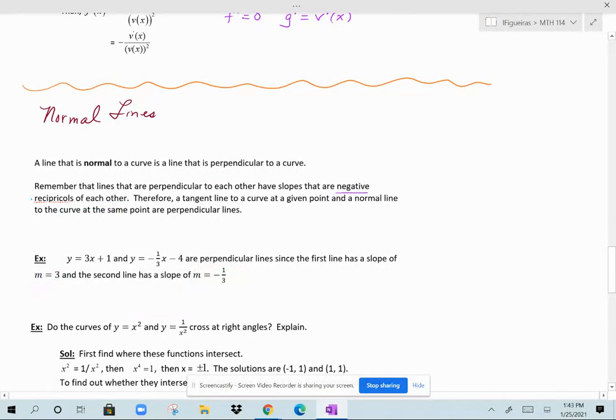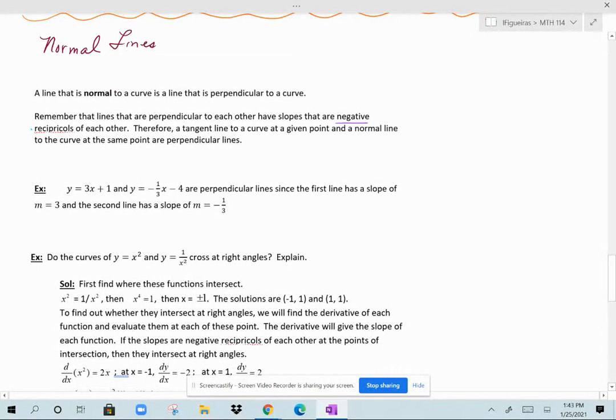Okay, so let's bring in this concept along with what we've learned so far about calculus. The question is, do the curves y equals x squared and y equals 1/x² intersect or cross at right angles? So at any point, if those two curves were sketched, would they ever intersect at right angles? What that means is that they are going to meet at some point. So we would want to figure out when they share the same point, which means we have to set them equal to each other.